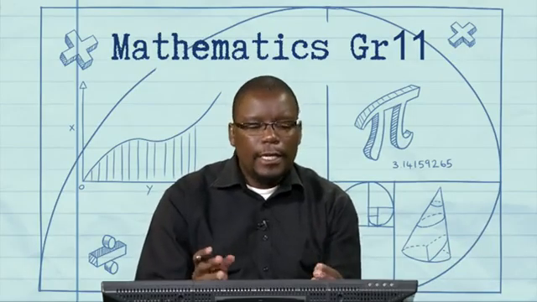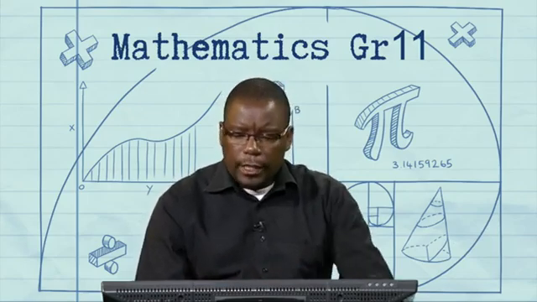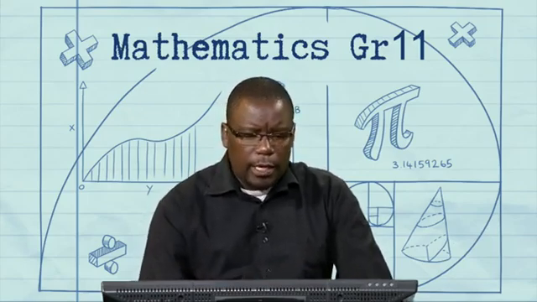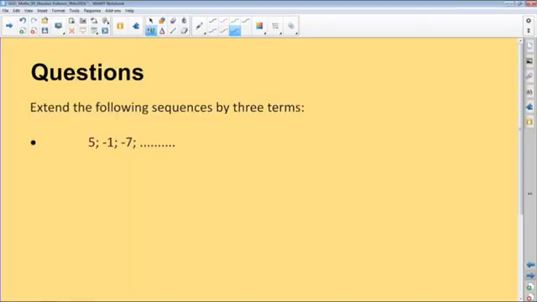Well done, guys. Let's just see how well you are doing, okay? Now, let's look at those questions that you guys had to look at. There's 5, minus 1, minus 7. I need to extend this sequence by at least 3 terms. If I look at this sequence, the difference is term 2 minus term 1, and term 2 is minus 1 minus 5, we get minus 6. So this is negative 6.